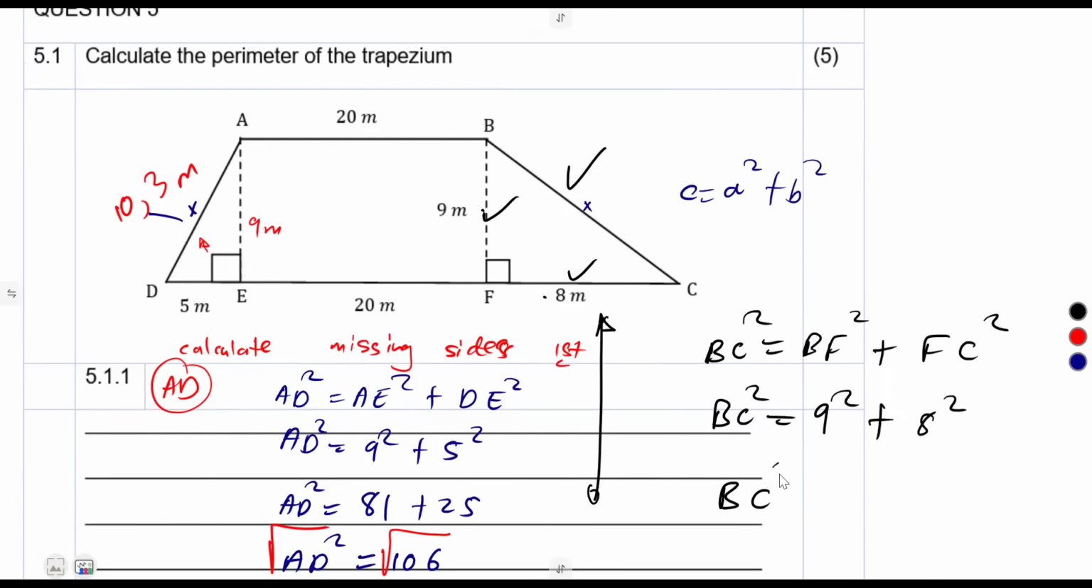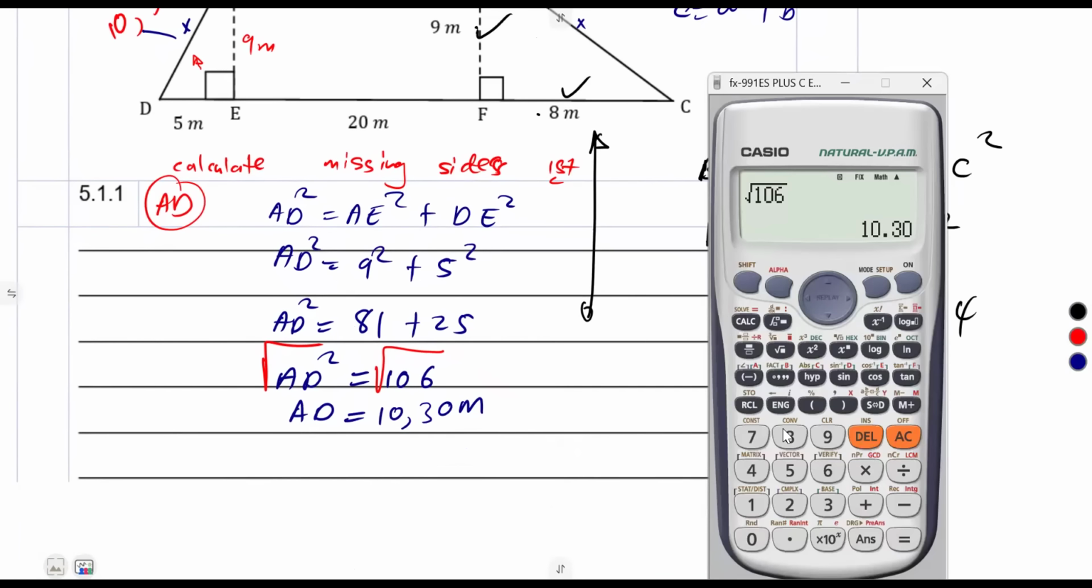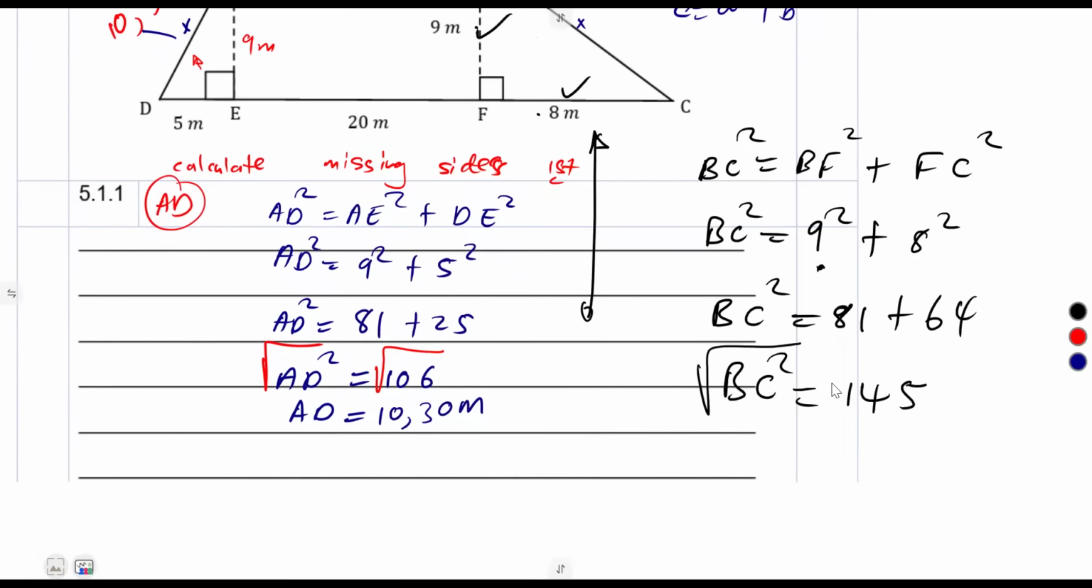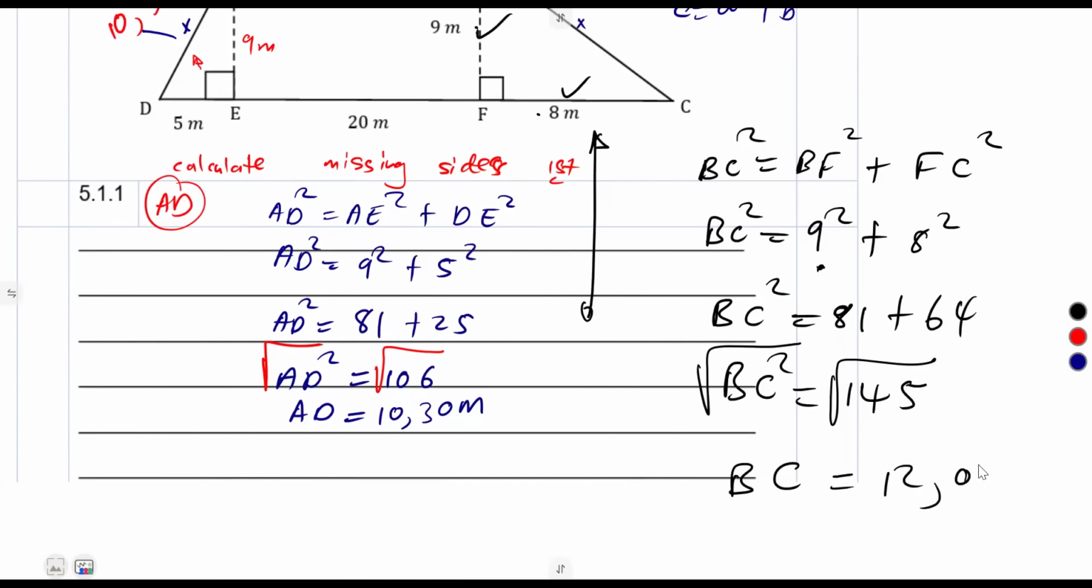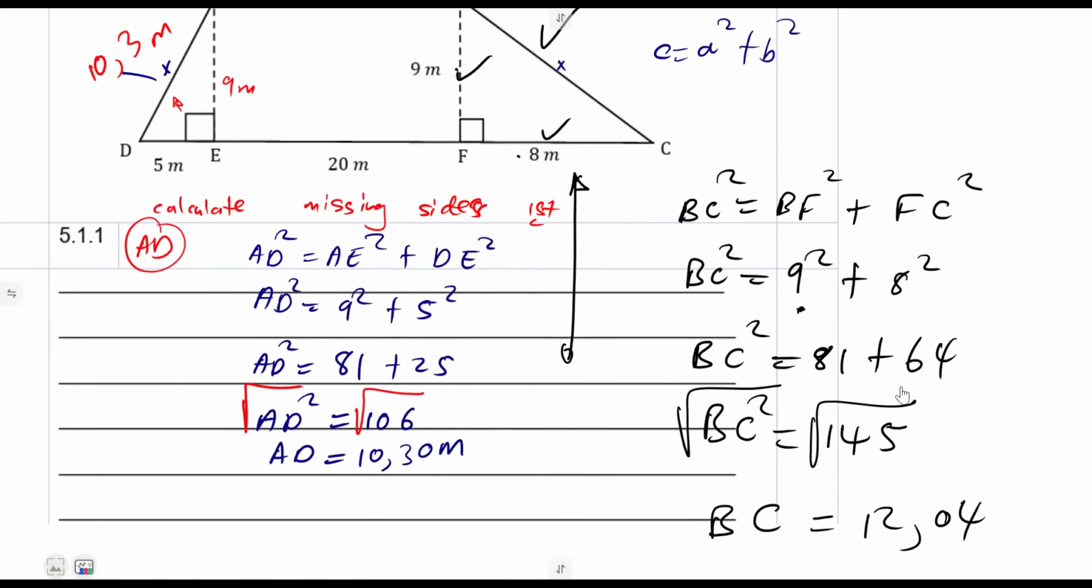So BC squared is equal to 9 squared, which is 81, and 8 squared, 64. Then the sum of these two, 81 plus 64, is going to give us 145. Then we introduce the square root in order to determine the length of BC, which is the square root of 145. To 2 decimal places, that is 12.04. So this is what we have, 12.04 meters.